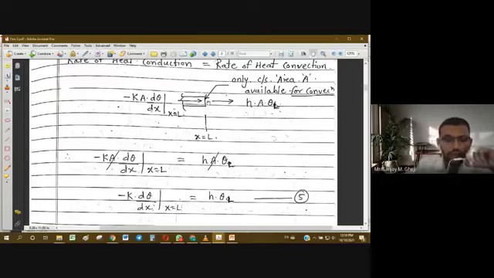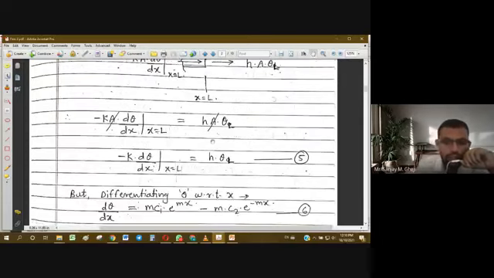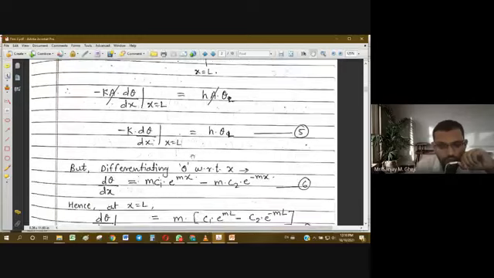So at the tip, the area which is exposed to the surrounding fluid will be equal to the cross sectional area. That is why area gets cancelled, being a common factor, and theta L is the temperature difference at the tip. Okay, so this is going to be TL minus TF. So minus k into d theta by dx at x equal to L equals h into theta L. This is equation number 5.